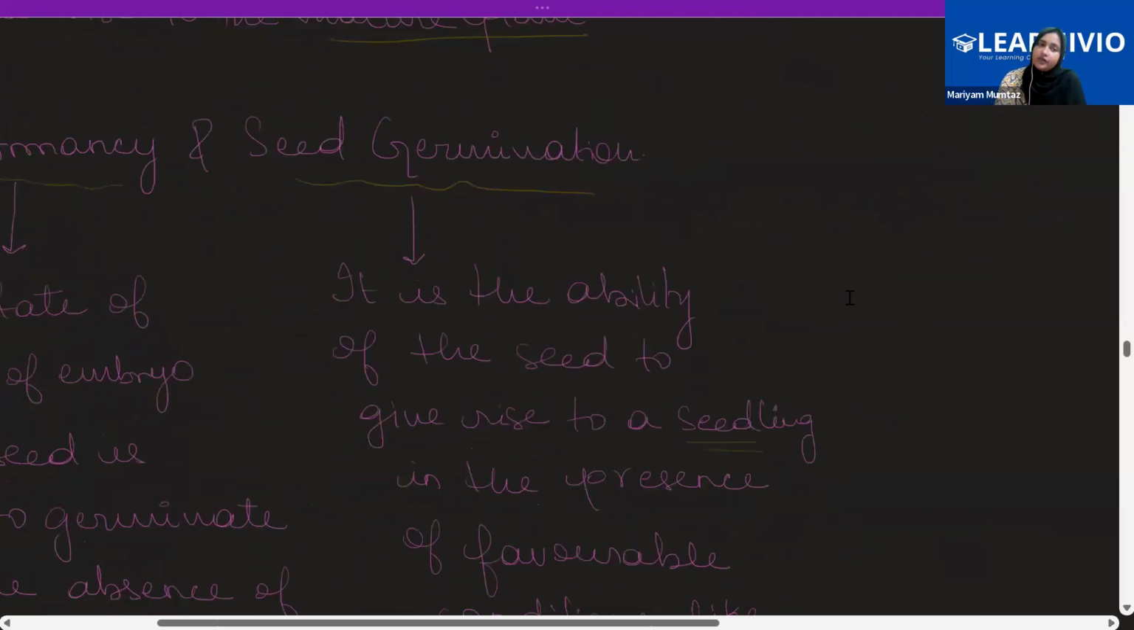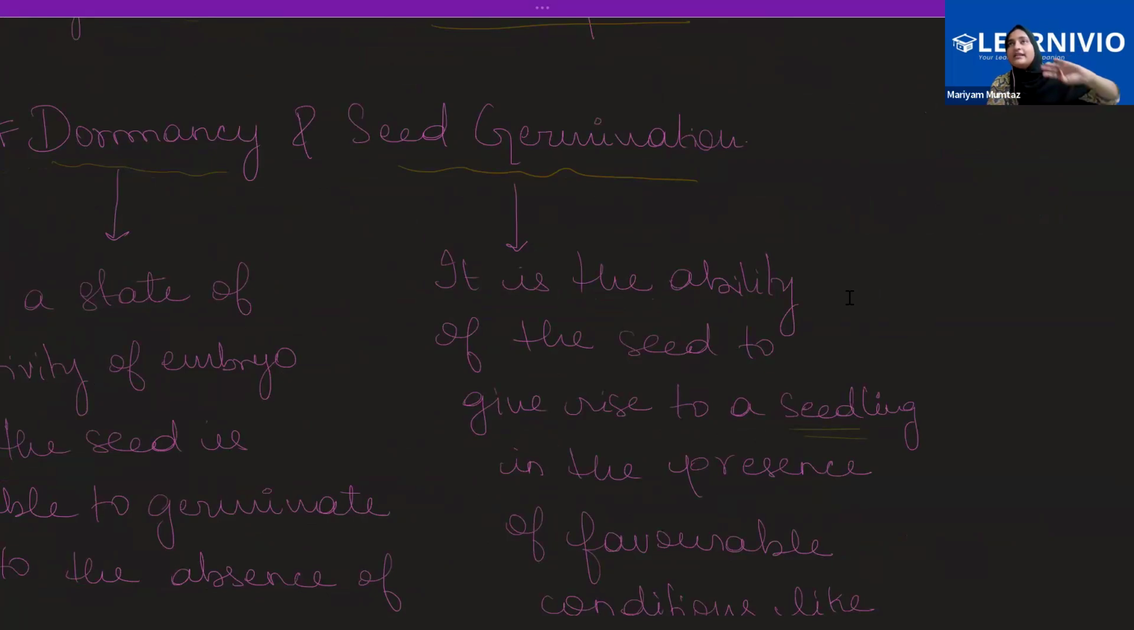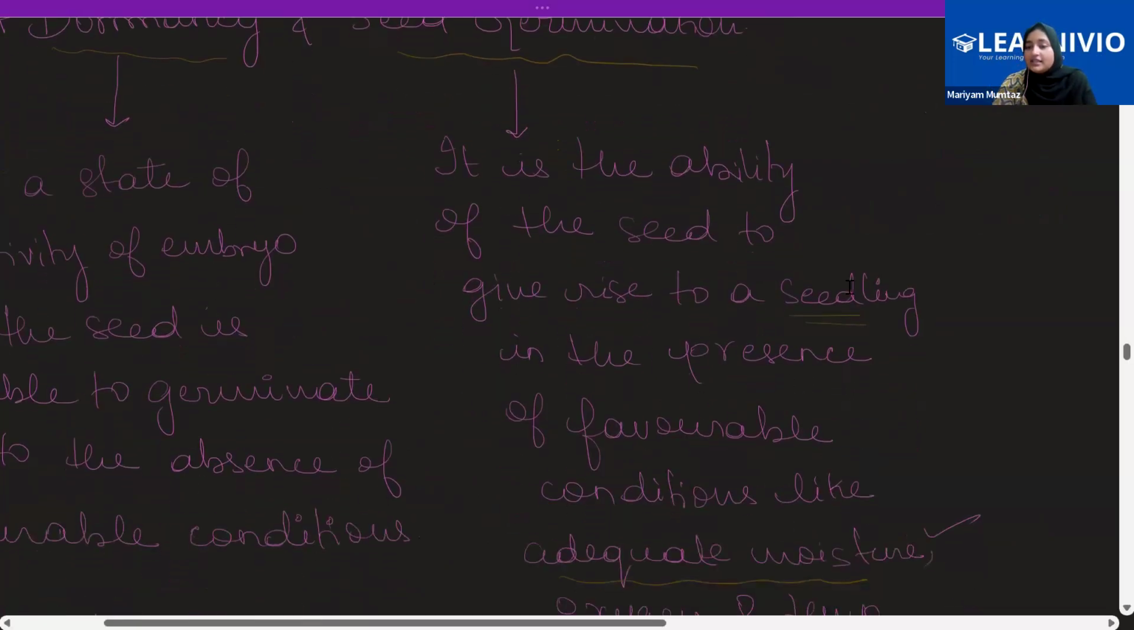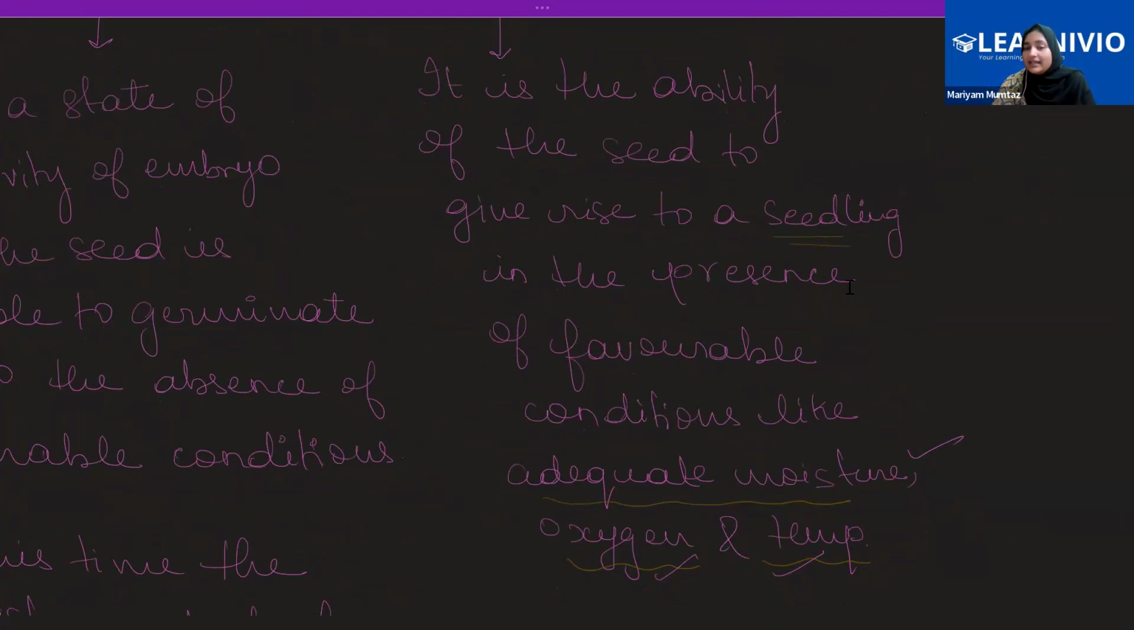The exact opposite of dormancy is seed germination. Here, under the favorable conditions of light, temperature, moisture, and everything, the seed is going to germinate and give rise to the seedling, which is like a tiny plant, right? That is called seed germination. Always remember that this will also happen under adequate moisture. Adequate means enough moisture, oxygen, and temperature, or else this will not happen.